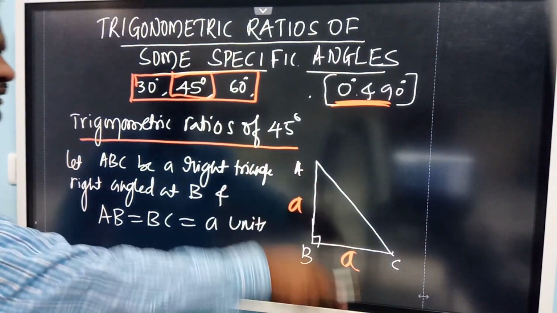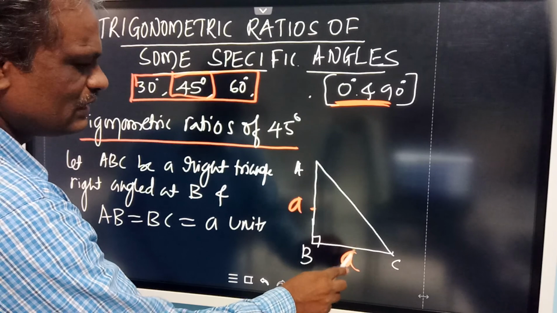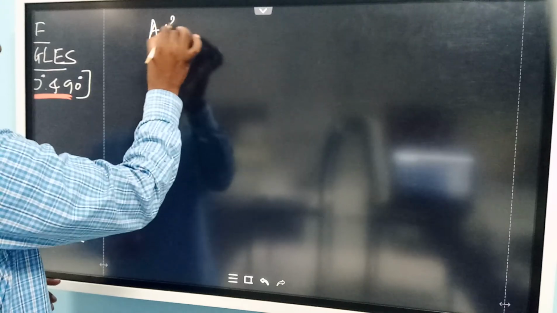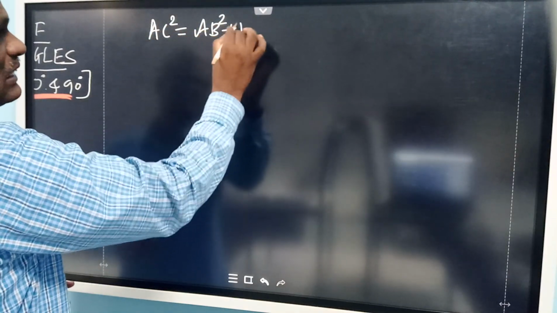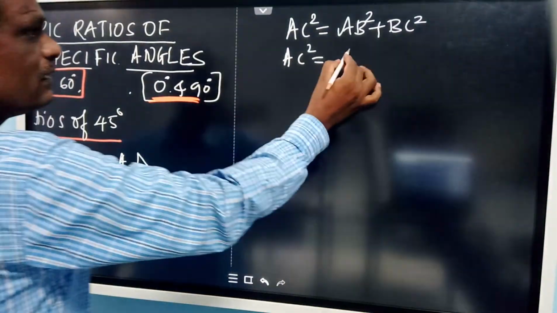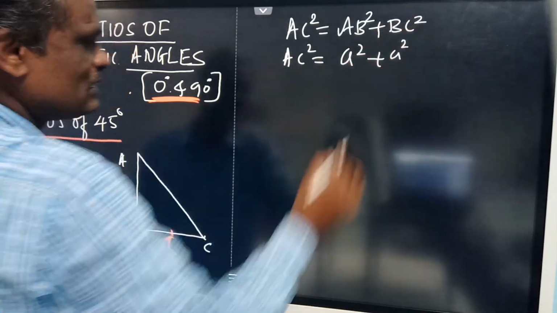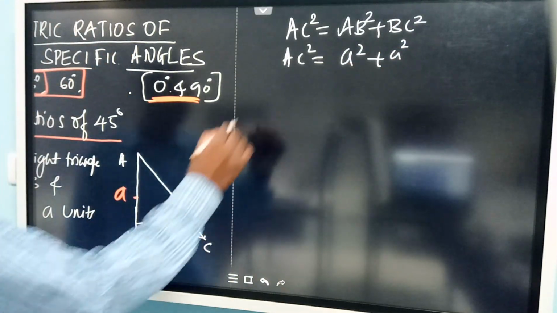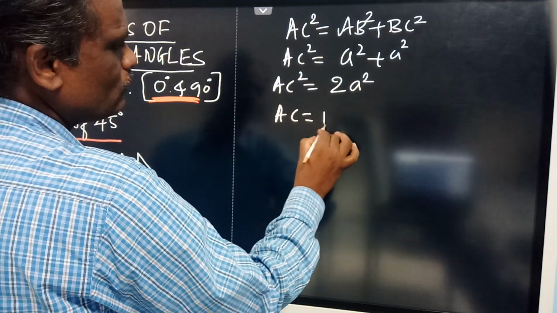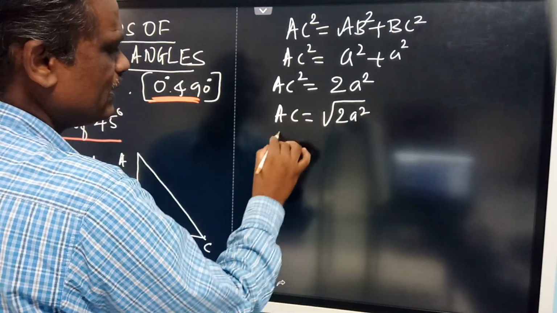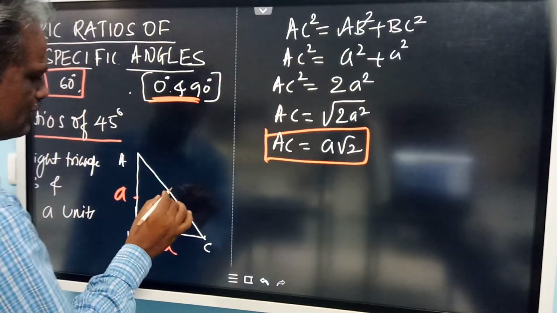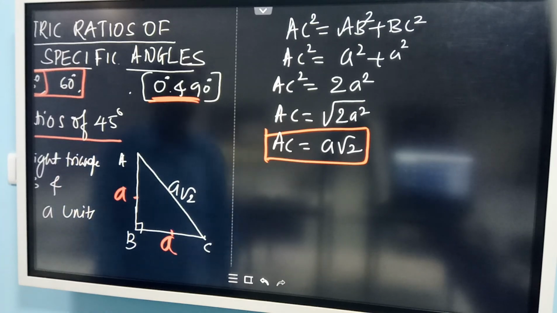Now you can find out the hypotenuse here. Since these two sides are equal, A and A, you can apply the Pythagoras theorem. AC square will be equal to AB square plus BC square. AB value we have taken as A, so it is A square, and this is also A square. Both are A units we have taken. Now AC square will be equal to 2 times A square. So AC will be equal to root of 2A square. A will come outside. AC is equal to A root 2. So this is the value of AC, A root 2 units.